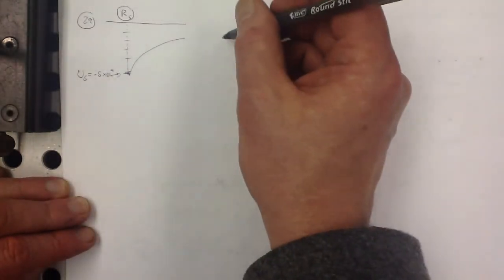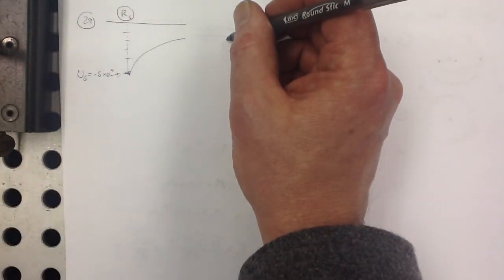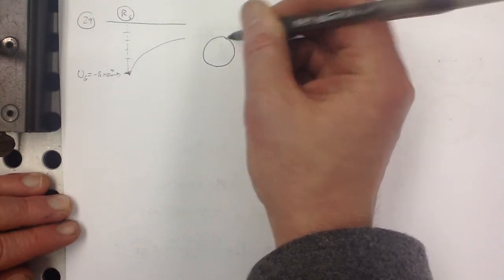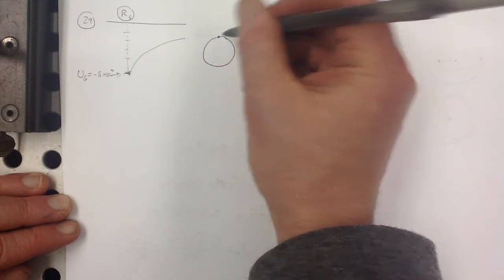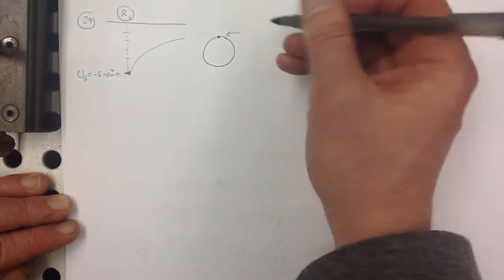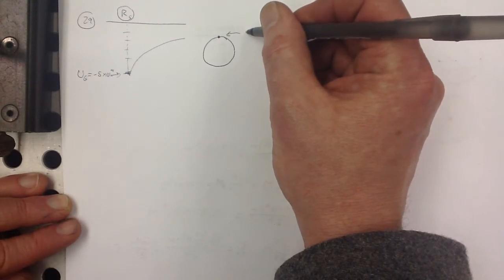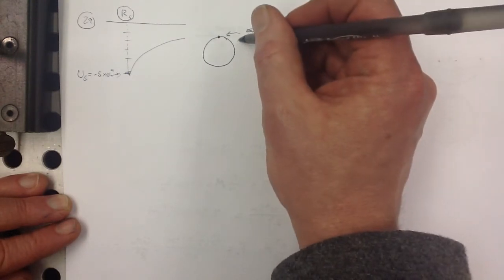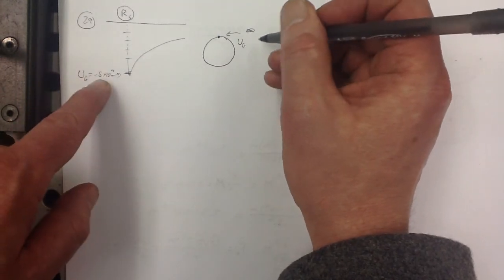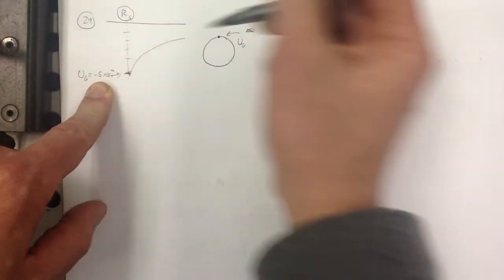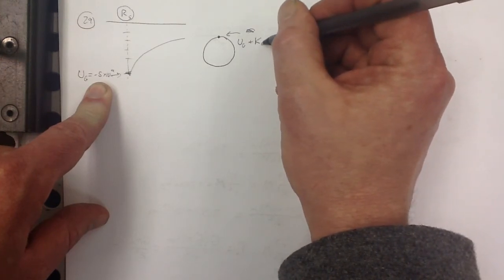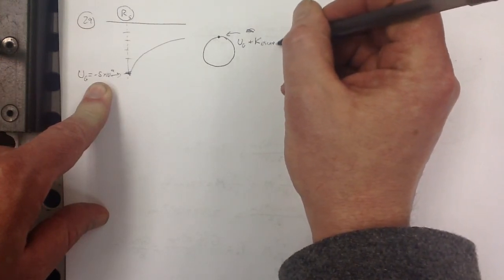So if I make my energy diagrams here, at the surface of the Earth, I know that it has some gravitational potential energy. I know how much. I just looked at that right here because this is right at the surface, plus the kinetic energy that it would need to escape.